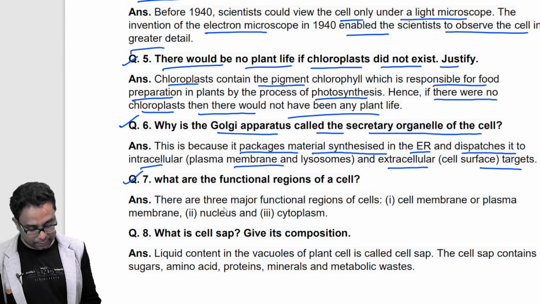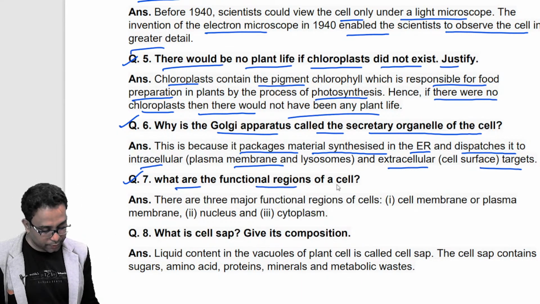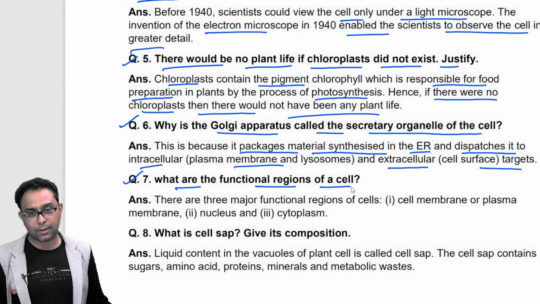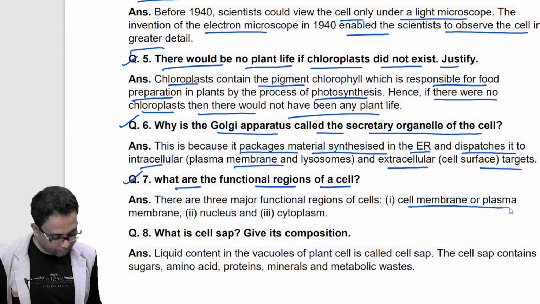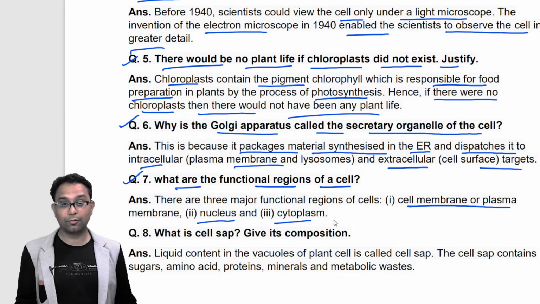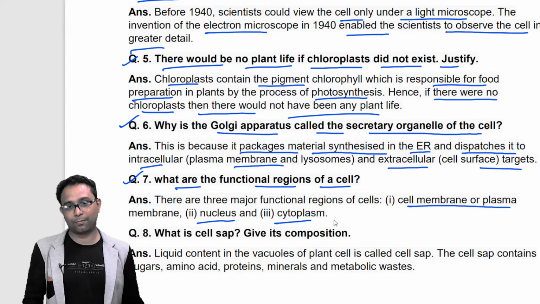Next question, number 7. What are the functional regions of the cell? There are 3 functional regions of the cell. First, the cell membrane or plasma membrane. Second is the nucleus, and third and most common part is the cytoplasm.